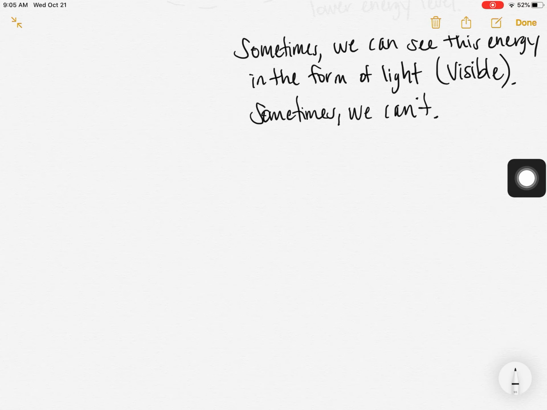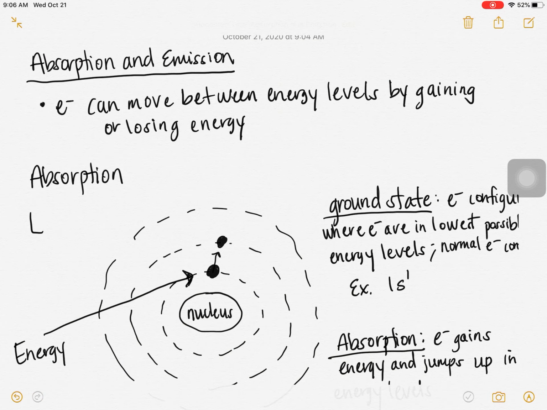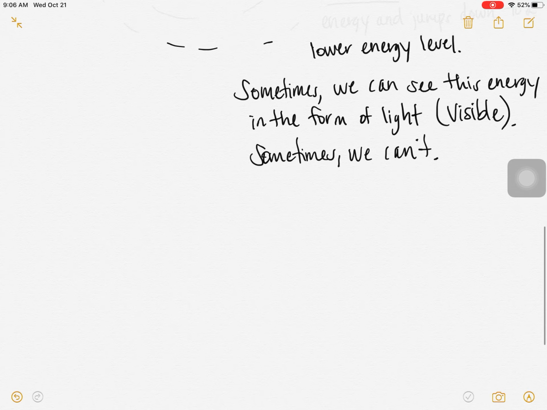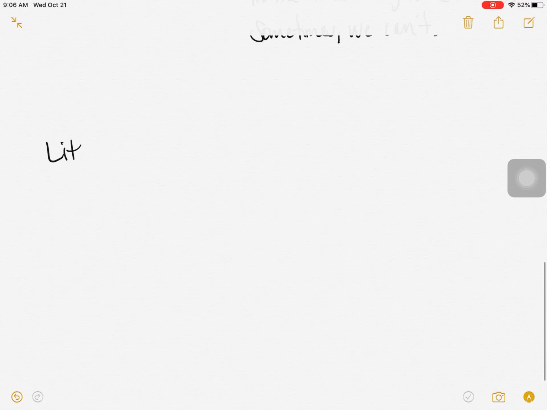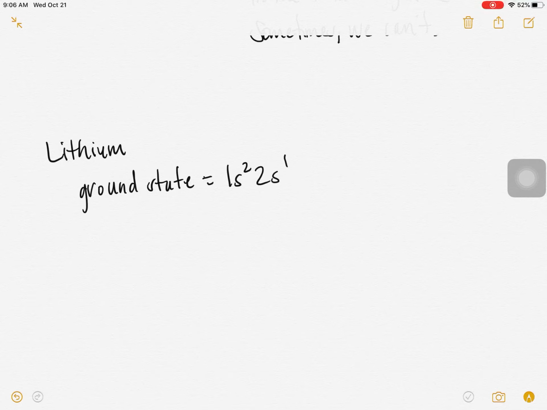One other piece here, like I said, I wanted to do an excited state for something that was not hydrogen. So let's do lithium. If you were asked to write the ground state for lithium, remember that just means the normal electron configuration. So lithium's is 1s2, 2s1.